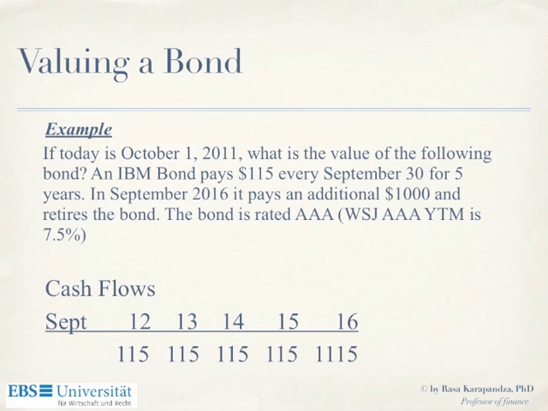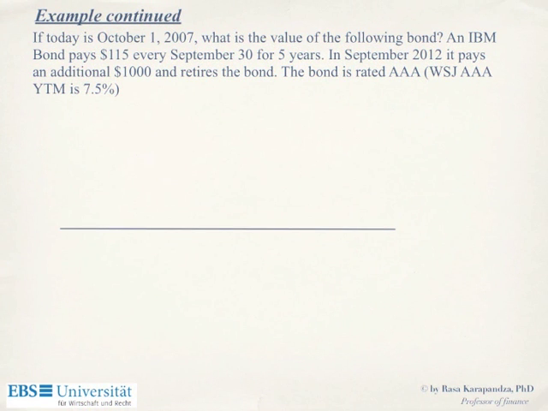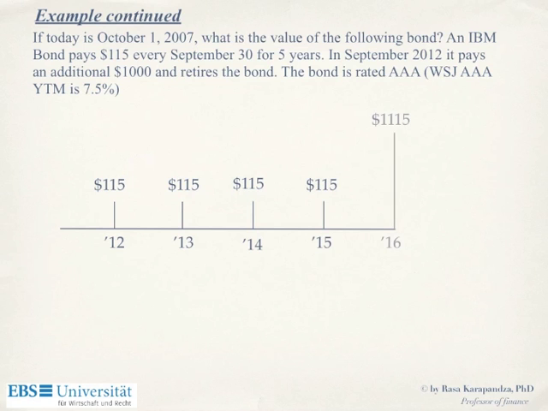So you can check what other corporate bonds of corporations with the same risk rating give you. And you check, this is 7.5%. Then you do the following. You say, okay, how does this cash flow stream look like? In 2012, I get $115. In 2013, I get $115. In 2014, I get 115. In 2015, 115. And in 2016, I get the face value plus the last coupon.